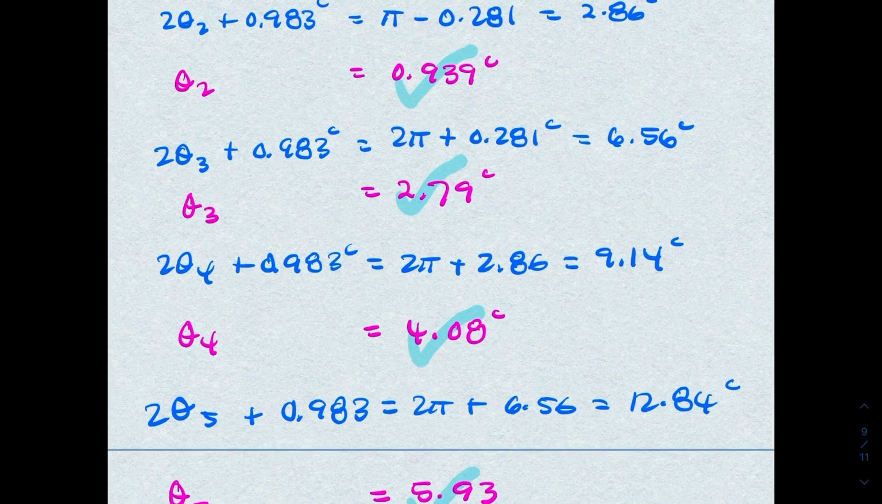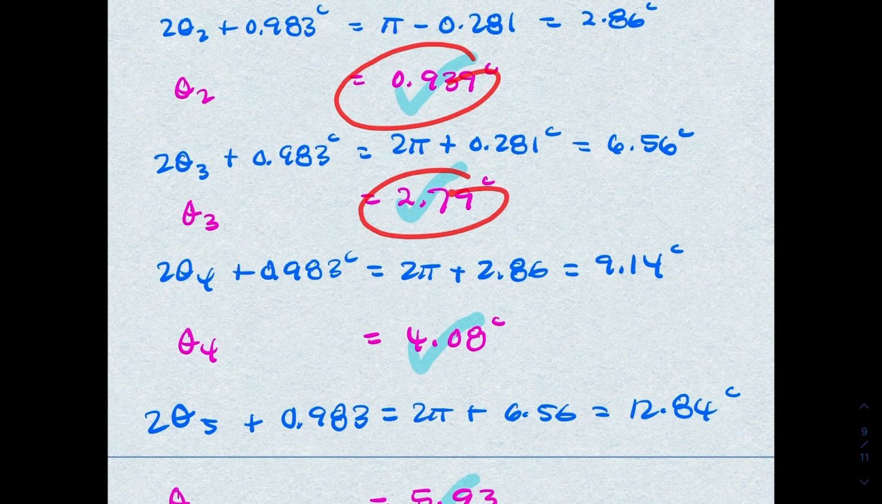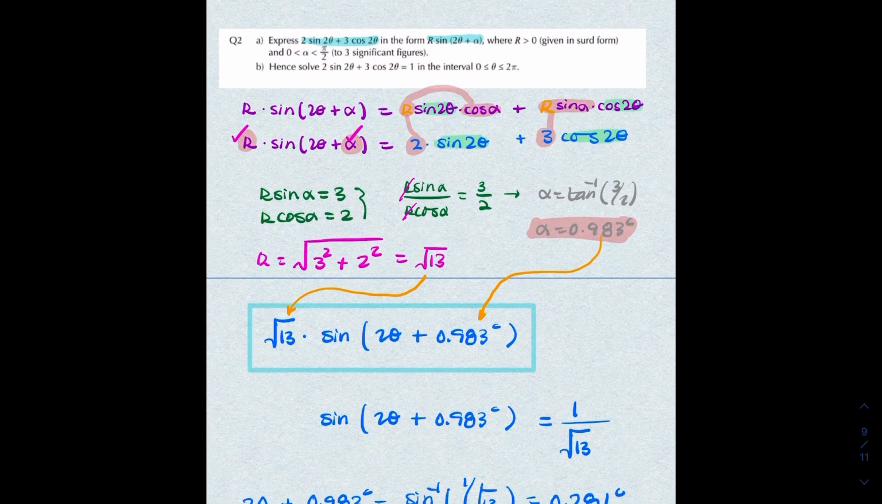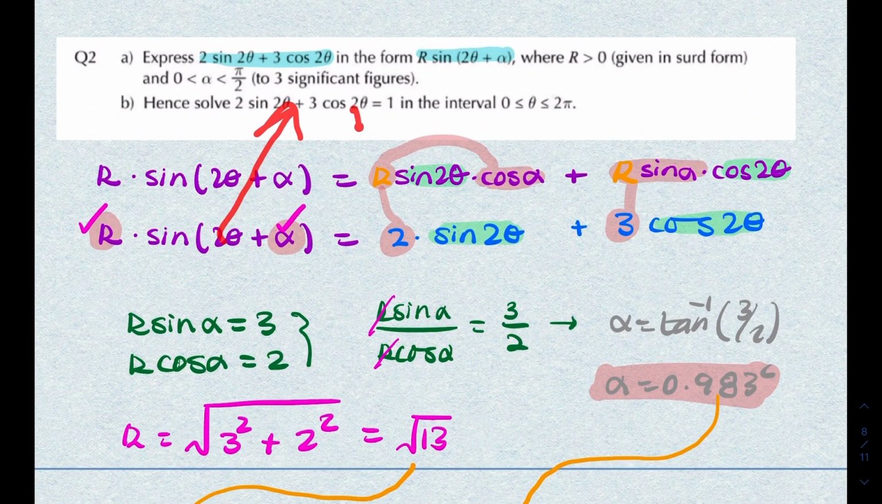So these are our 4 solutions. 1, 2, 3, and 4. And you can check these easily by just taking these values and substituting them back into the question that they asked.